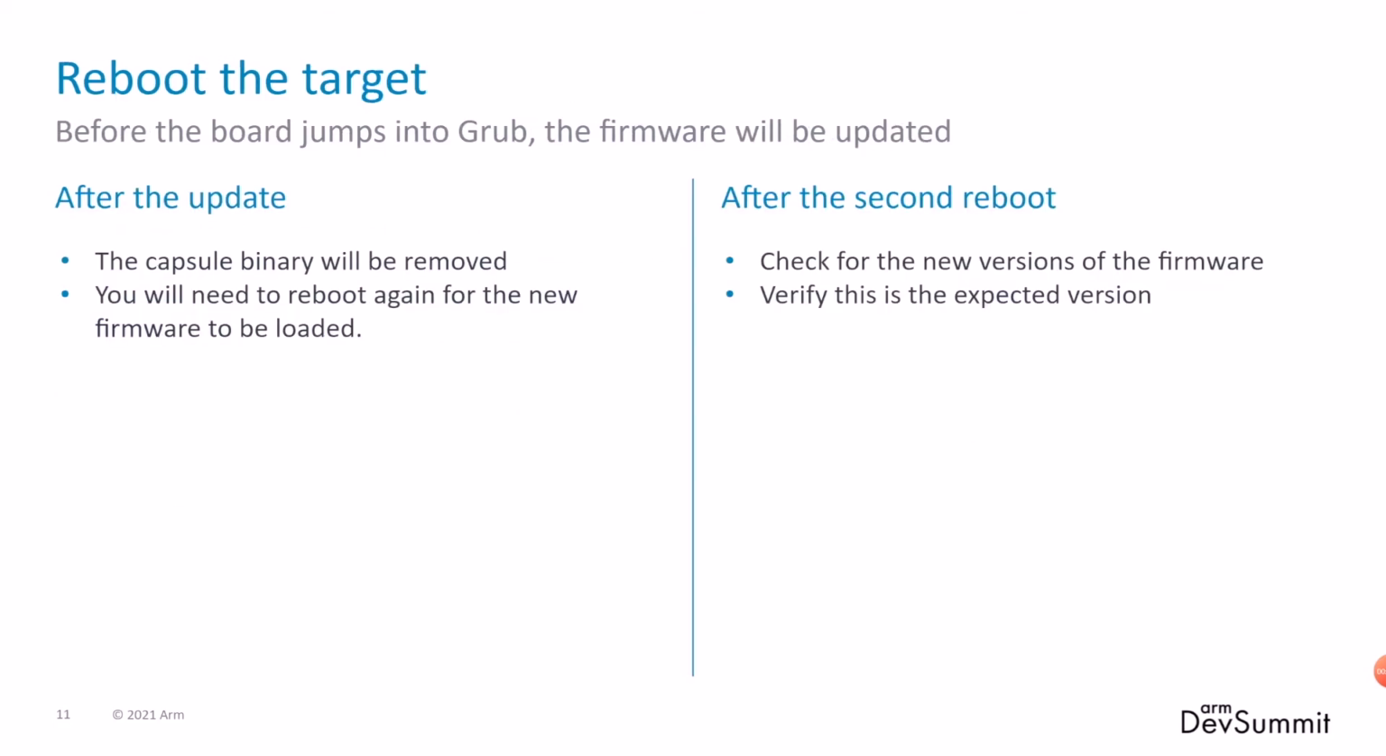Now you've got to reboot the target. Before the board jumps into grub, the firmware is going to be updated. After the update, the capsule binary is going to be removed. You will need to reboot again for the new firmware to be loaded, so you do have to do two reboots in order to get this new firmware to load. After the second reboot, you can check for new versions of the firmware and verify its expected version, or if you've added functionality into the update, you can check that functionality is then present in the current bootloader that's running. So it's pretty simple to do, and that's great.